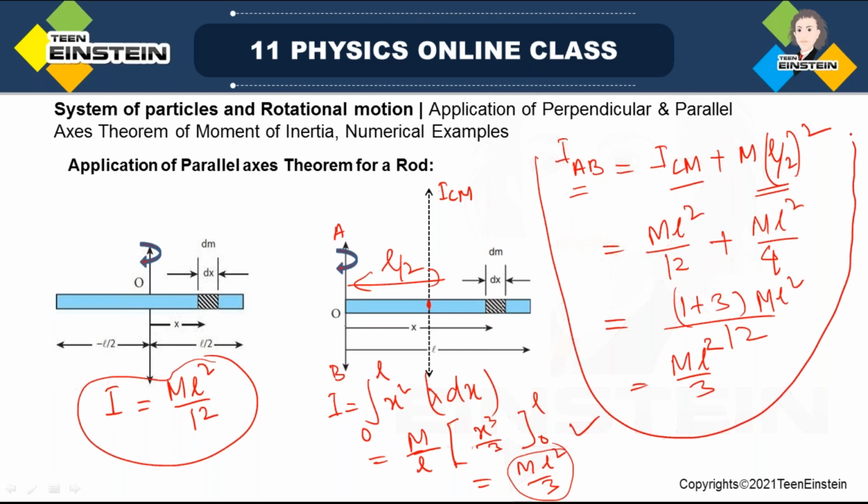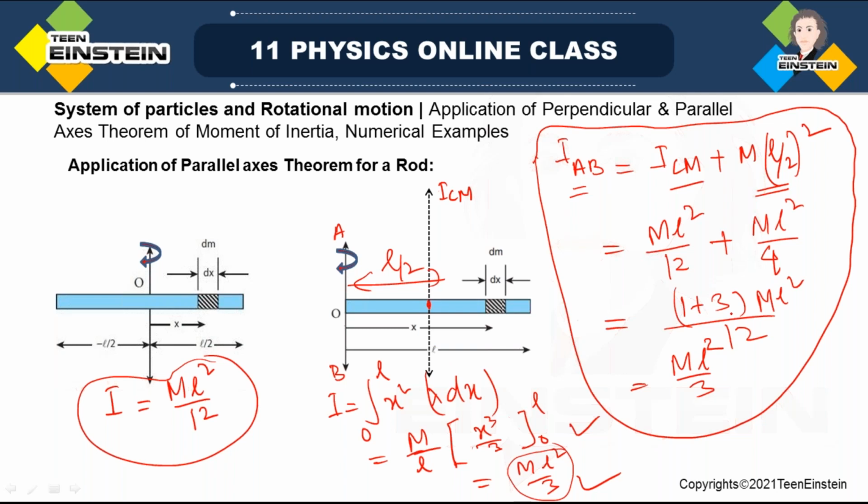So you can use this parallel axis theorem, or you can do it directly for this system. At least for this system it is very easy. Even if you don't use the parallel axis theorem, it is all right. But for some cases we will see it is very difficult to calculate the moment of inertia directly rather than using the parallel axis theorem. I'll take up a few examples for that.